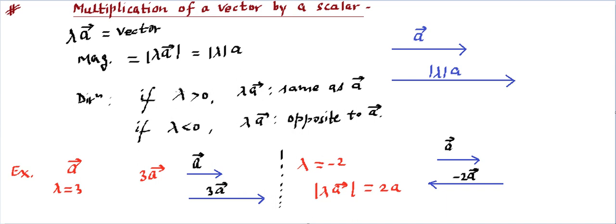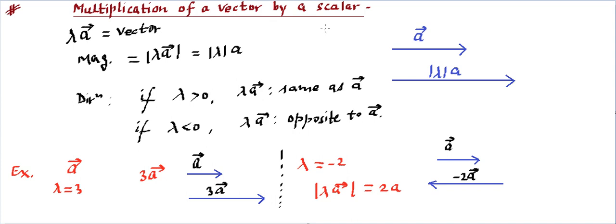Moreover, if lambda is more than 1, then the length of the vector increases. If this lambda is less than 1, then the length decreases. In both examples, we have taken lambda's magnitude more than 1, hence the length has grown. Making sense? So whenever we multiply a vector by a scalar, what happens?